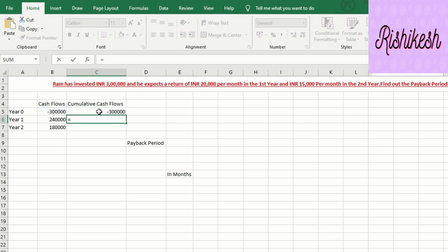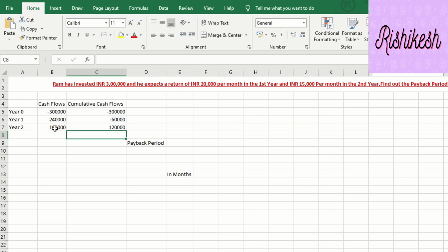At the end of year 1, what will be your net cash flow? This will be the first one plus this thing that you have generated. So this will come out to be minus 60,000. And by the end of year 2, the net cash flow will be this one, that is minus 60,000 plus 1,80,000 that you have generated in this year. So that comes out to be positive of 1,20,000. So one thing which we can see is that somewhere between year 1 and year 2, the cumulative cash flow has got to 0. So the payback period will be anywhere between 1 year or 2 years. So it will be 1 point something year.